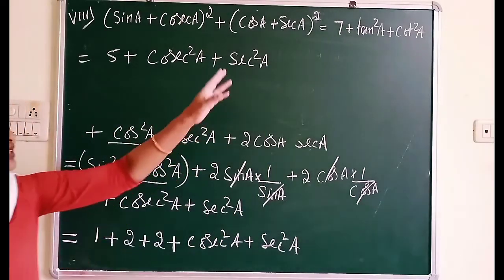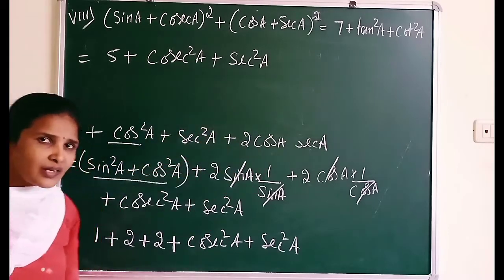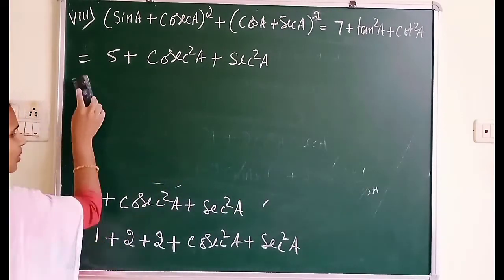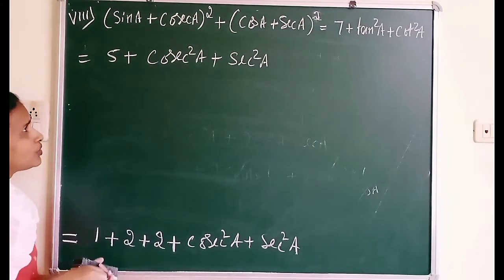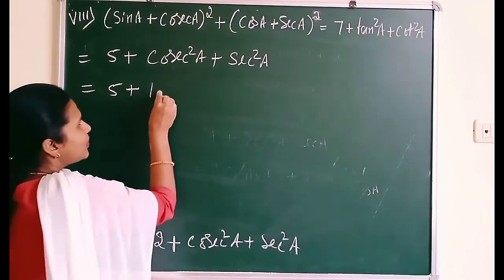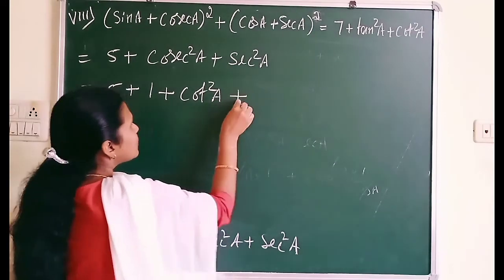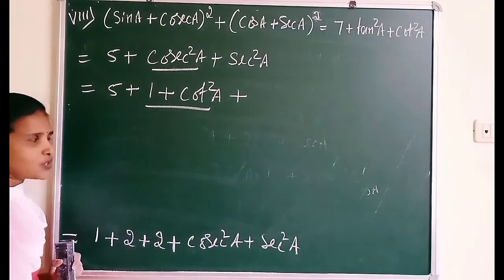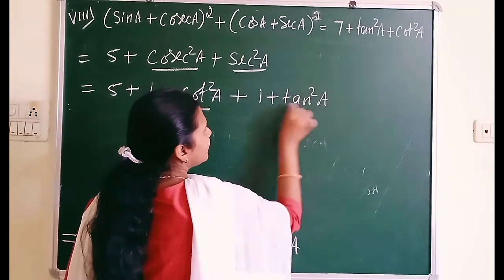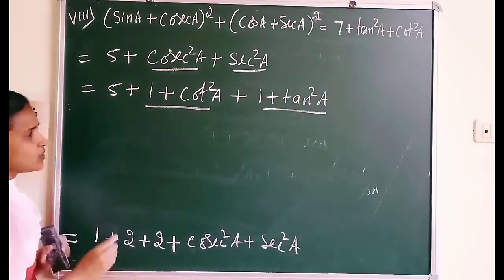Now what? I have this 7. Instead of 5 I have 7. And instead of cosec and sec I have tan and cot. So what can I do? Just recall your identities. In this whole exercise, as I said already, it is based on identities. So you can write 5 plus cosec square as 1 plus cot square. This is the third identity that I explained. Plus sec square can be written as 1 plus tan square a. You can see cosec square equals 1 plus cot square, sec square equals 1 plus tan square. Now simplify.